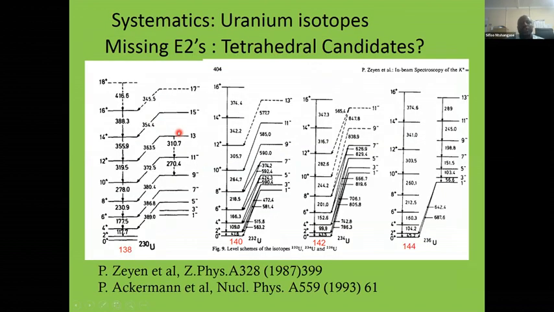In the case of uranium, though it has been studied extensively, they are missing E2 transitions. So one will ask a question: are these now the tetrahedral candidates? So we performed the measurement. You see, they are missing E2s. There are only these two tentative transitions in uranium-230, which were measured by Ackermans and Zane.